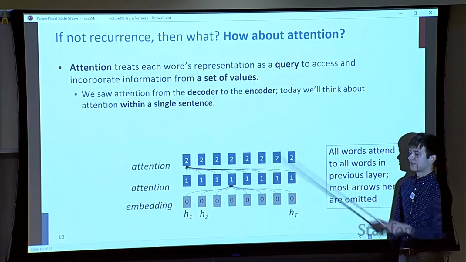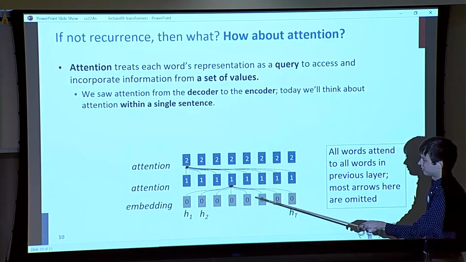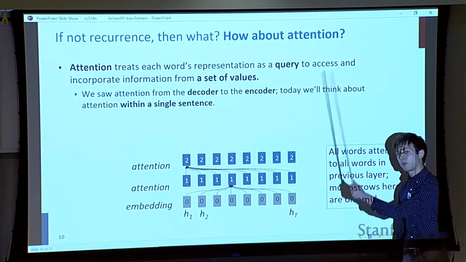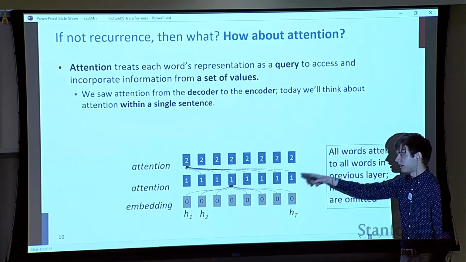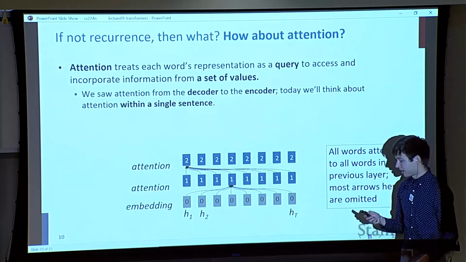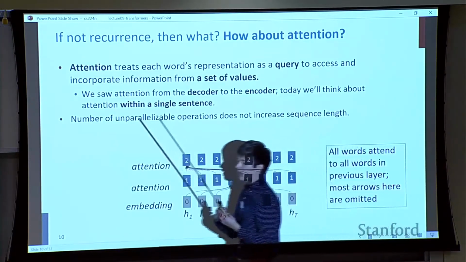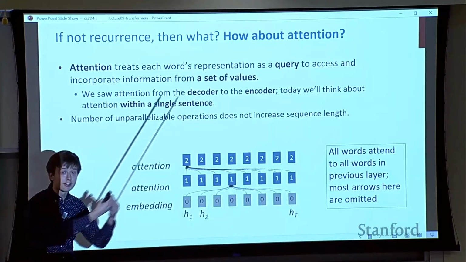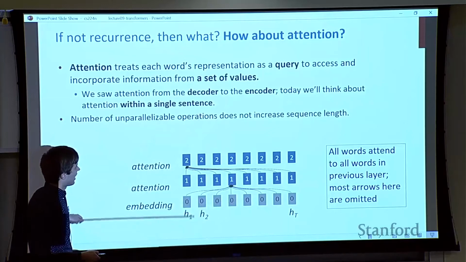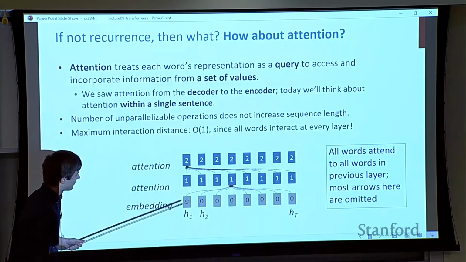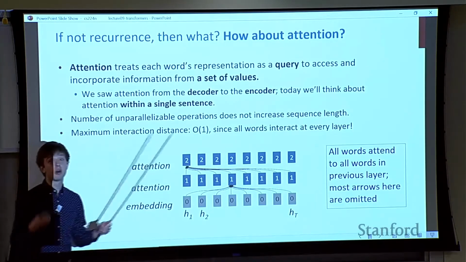And then in the second layer, again, all pairs of words interact, and this is all parallelizable. So you can't parallelize in depth, right, because you need to encode this layer before you can do that layer. But in time, it is parallelizable. So it checks that box. So again, we have O of 1 computational dependence, a number of unparallelizable operations as a function of sequence length. And as an added benefit, the interaction distance between words is O of 1 as well.